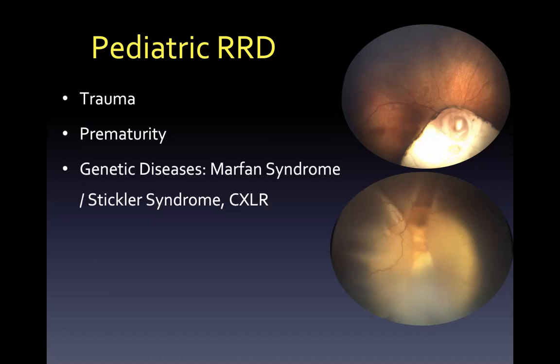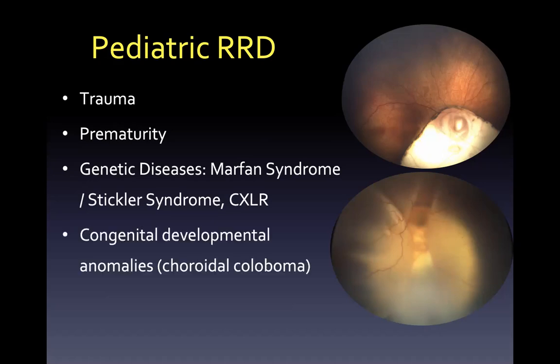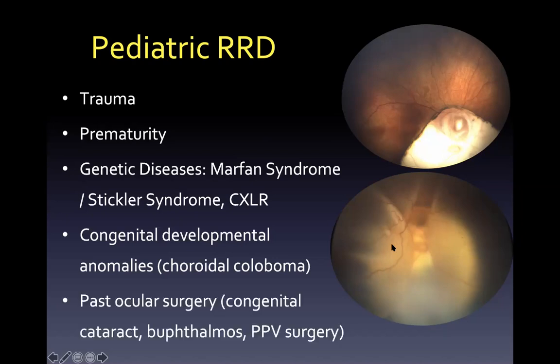You should also ask for the family history because some genetic diseases like Marfan syndrome and Stickler syndrome are autosomal dominant diseases, and you usually have some family history. And congenital developmental abnormalities like choroidal coloboma, as you see in this picture, cause retinal detachment. This was a choroidal coloboma, and it ended up with retinal detachment, as you see here.